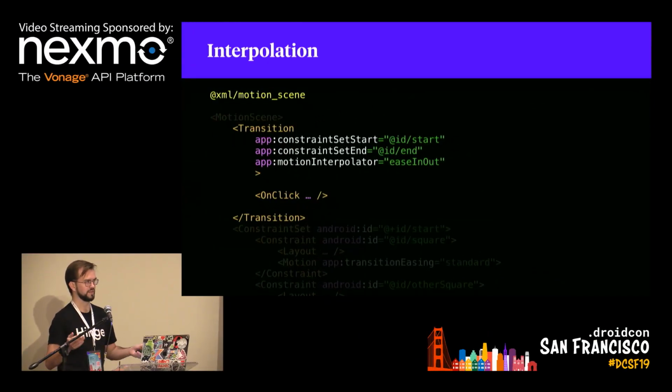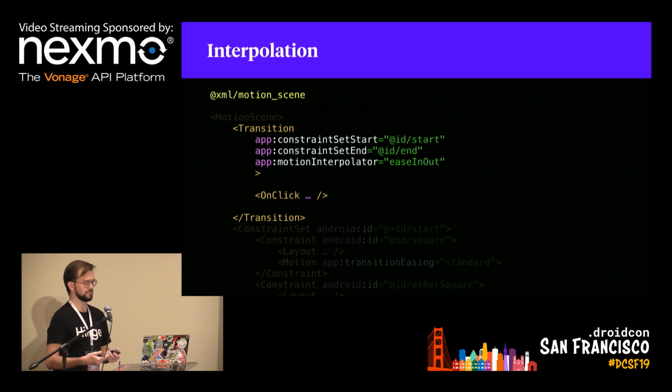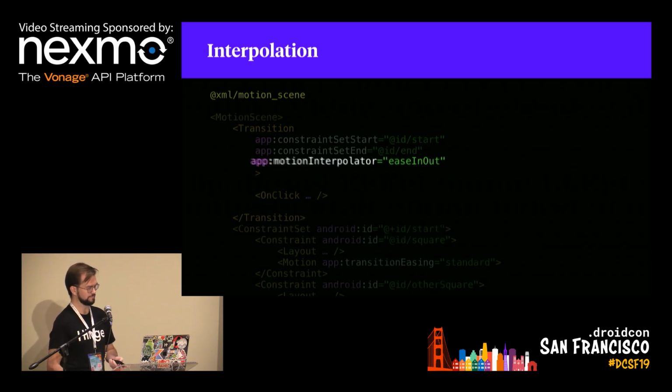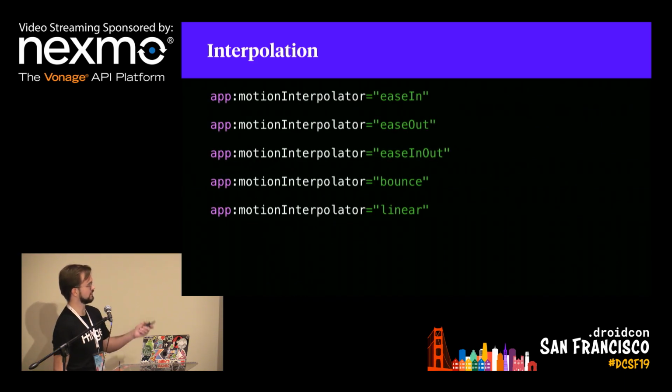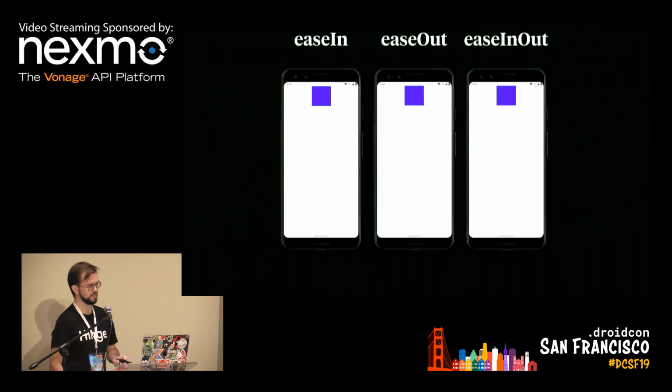Interpolation. Everybody in Android for animation usually has to make some kind of interpolator at some point. Thankfully, in MotionLayout, this is pretty easy to use. In order to do it for any given transition, you just say motion interpolator, and then you use one of the options that's provided. Ease in, ease out is one of them. There are a lot of others. I'm going to show you what they actually look like. So these are the 3 easing transitions.